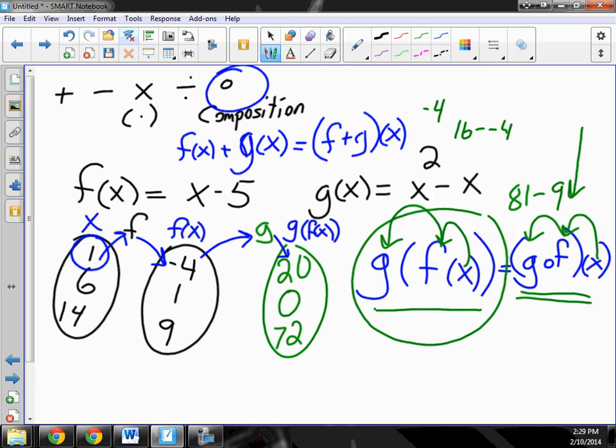So we have figured out what 3 of these points do. If you take 1 and plug it into f, you get negative 4. Plug that into g, and you get 20. Same thing with 6 to 1, 1 to 0, 14 to 9, and 9 to 72. What if I want to do that all in one step?